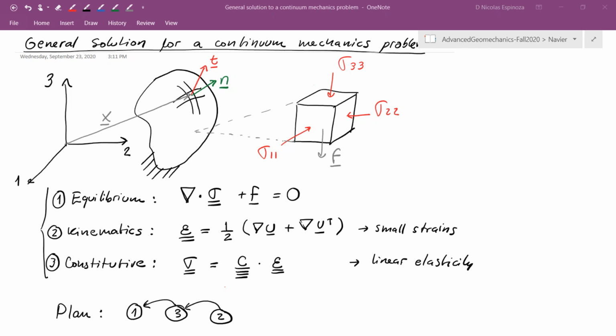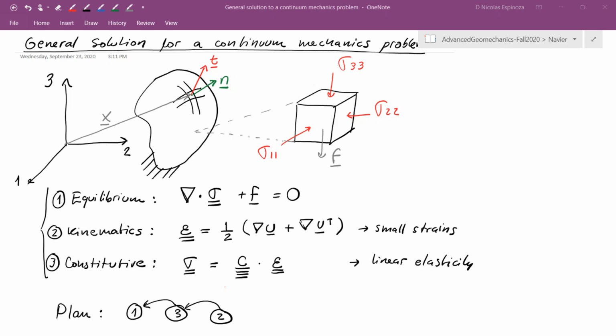In this video, we're going to derive the equation for the general solution of a problem of continuum mechanics for small strains and for isotropic linear elasticity. The solution is also known as the Navier's equation.